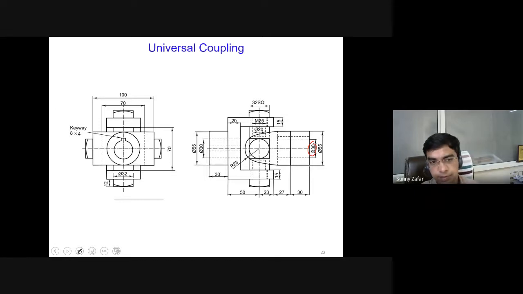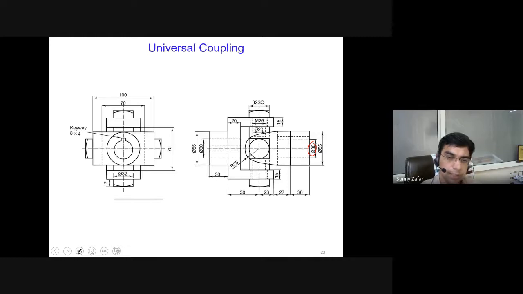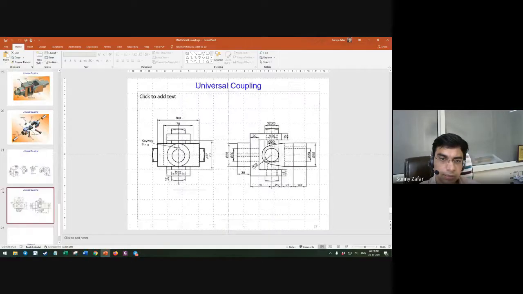With this we complete the shaft and coupling module, and now I can quickly take up questions from you if there are any. Please feel free to ask if there are any questions from this content that we have covered.